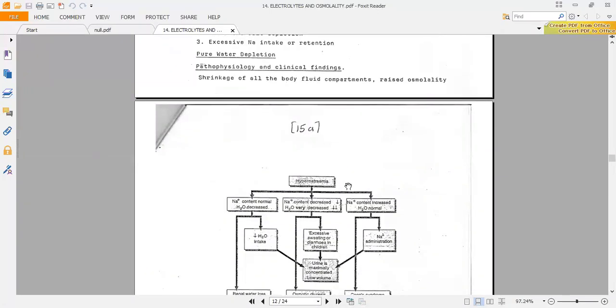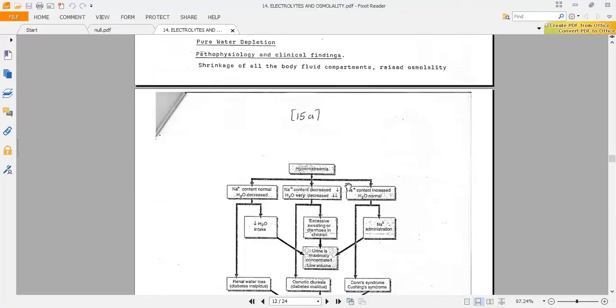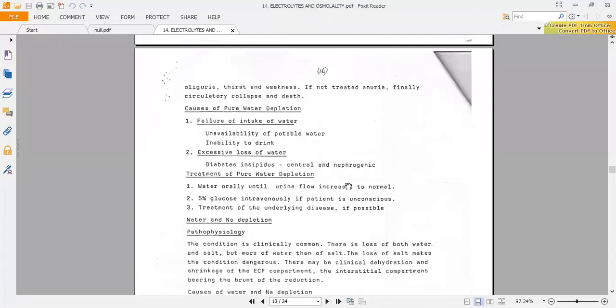For pure water depletion, the first cause is failure to take in water. When you don't drink a lot of water, you can have pure water depletion. Or you may be losing only water. There is a condition called diabetes insipidus, which is when the ADH is not working.